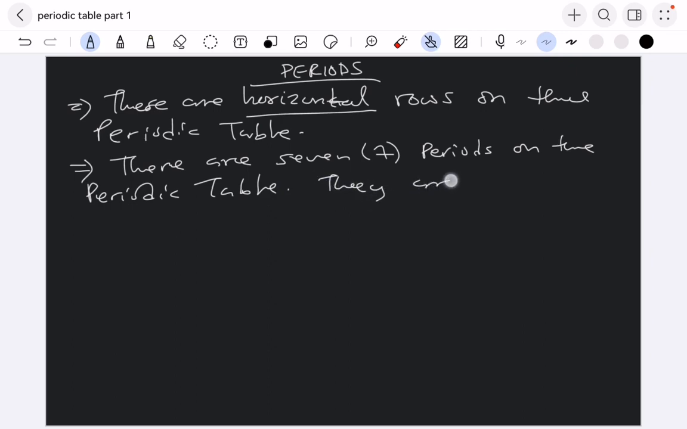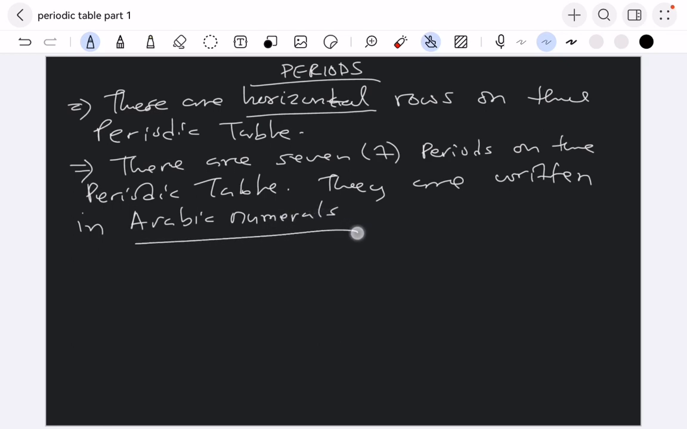And they are written in Arabic numerals. So they're different from the groups. So period 1, period 2, period 3, period 4, period 5, period 6, period 7. We just use Arabic numerals to represent them.